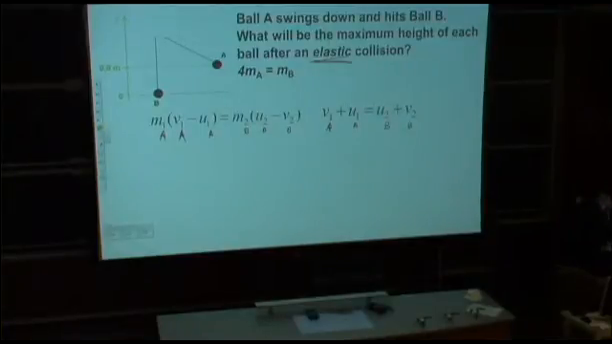So, first stage, the ball falls down. We measure its height from the lowest position. So, mgh will be equal to ma va squared over 2. V is equal to square root of 2 times 10 times 0.8, 4.